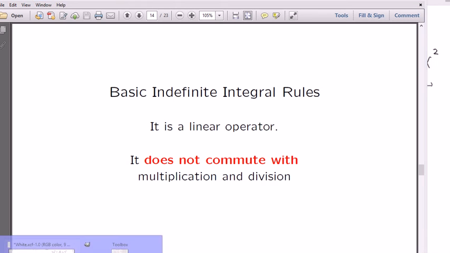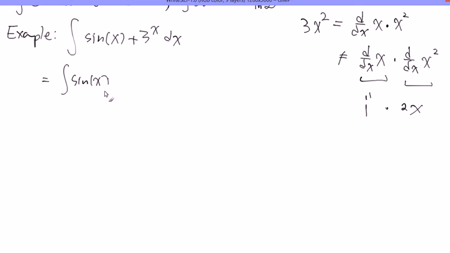So for example, if I ask you to compute the integral of sine of x plus 3 to the x dx, what is the antiderivative of this function? Because this is a linear operator, you can distribute it over sine x plus 3 to the x, as if it were a number multiplied to that. But this operator symbol has the placeholder dx, and you have to distribute the dx from the right as well. Is that okay? Yeah.